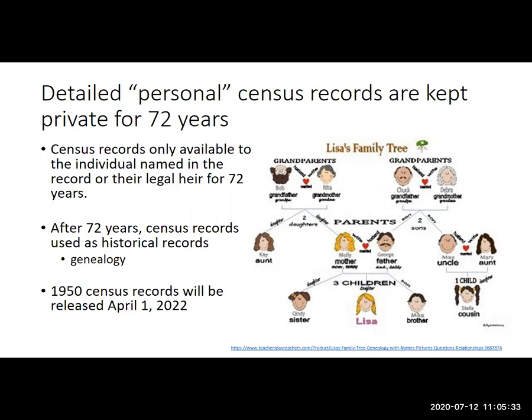And so what we're going to see, very excitingly, if you're interested in these types of things, the 1950 census records are scheduled to be released on April 1st, 2022. So again, 72 years after they were created.